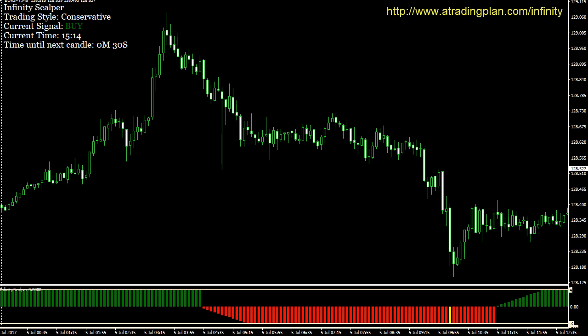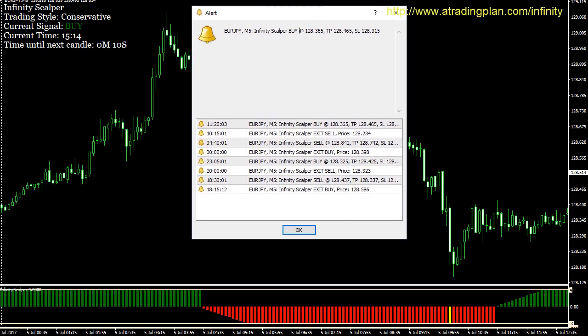Let's just generalize and say it's $10 a pip for a standard lot. Who makes that? $640 in a matter of a few hours? This is actually a long scalp, so you can almost call that a day trade, I guess.